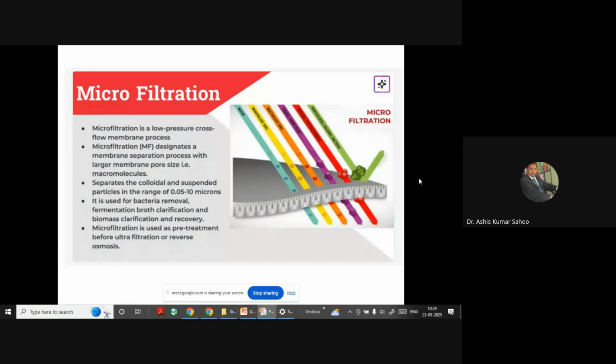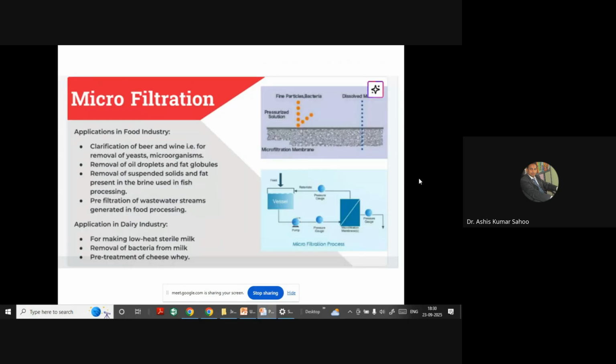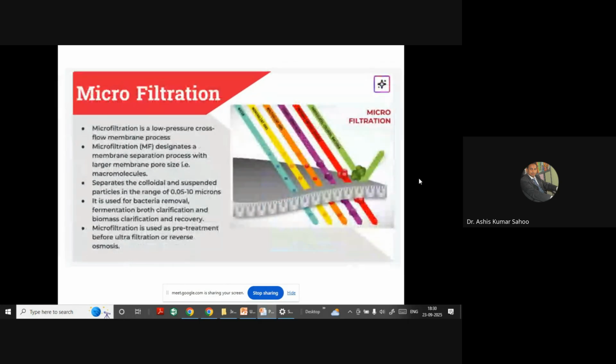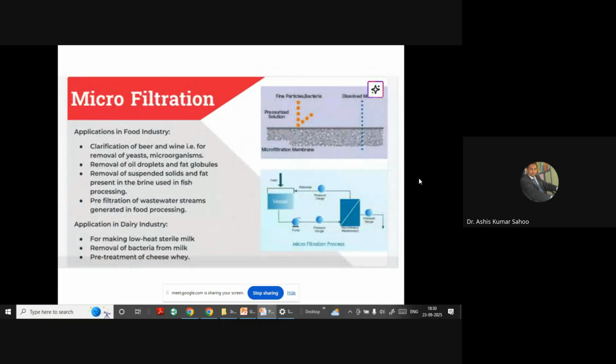Microfiltration designates a membrane separation process with a larger pore size that separates fine colloidal and suspended particles in the range of 0.05 to 10 microns. It is used for bacteria removal, fermentation, and food clarification. So this is the microfiltration application.